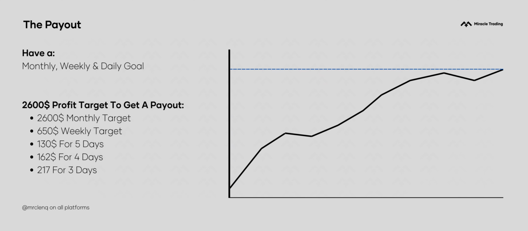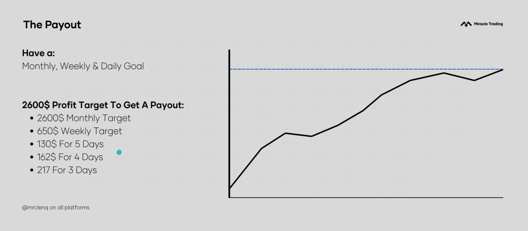So for example, let's say you need $2,600 in order to get the payout. We have a month, which is 30 days. We have 4 weeks in the month. So if we divide 2,600 by 4 weeks, that gives us $650 weekly in order to get the payout. So we need $650 in profit every week for 4 weeks in order to get the payout. So if you're going to trade the whole 5 days, you will need $130 for 5 days without losing.